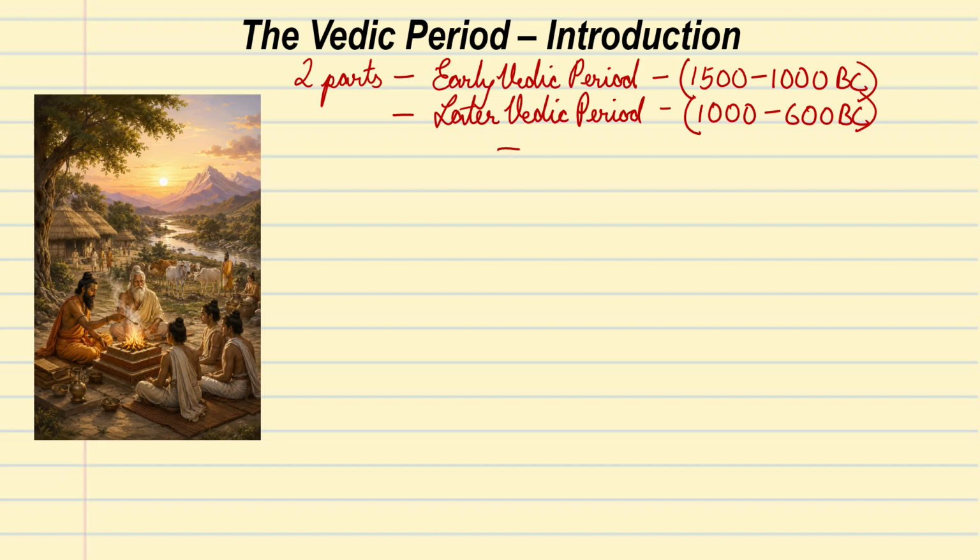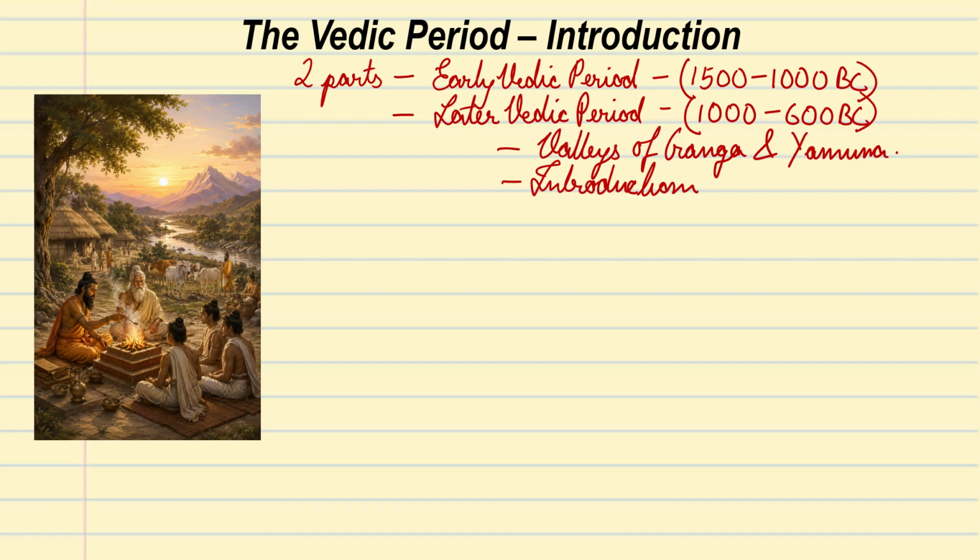What happened during the later Vedic period? During the later Vedic period, the Aryans expanded eastwards and settled in the valleys of Ganga and Yamuna. So these two rivers were the main places where they settled during the later Vedic age. Also there was the introduction of iron, which helped to clear forests. So this Gangetic valley and the valley of Yamuna were very much forested. The later Vedic period had iron in it, which made implements that could clear out the forest.